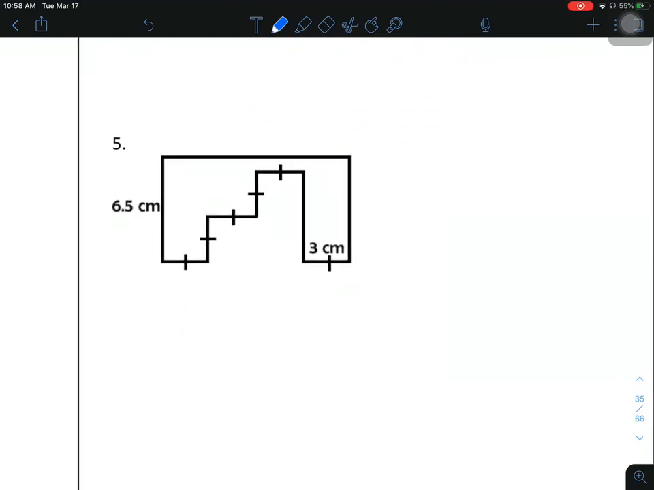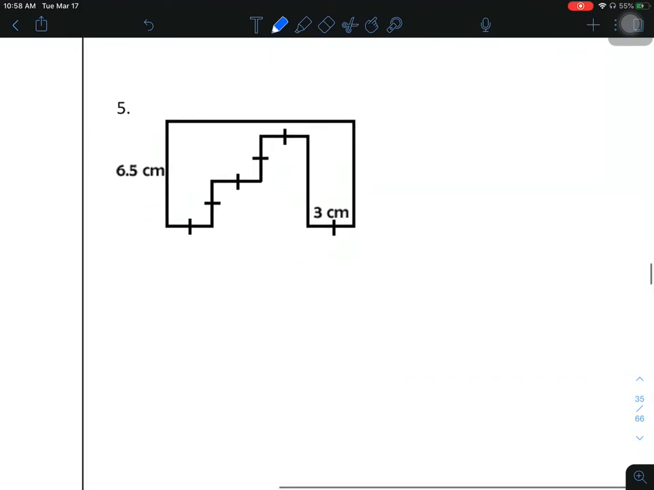Number 5, to find the area of this figure, it's quite the complicated figure. We're going to have this rectangle here. Call that rectangle 1. Rectangle 2. Rectangle 3, and rectangle 4.